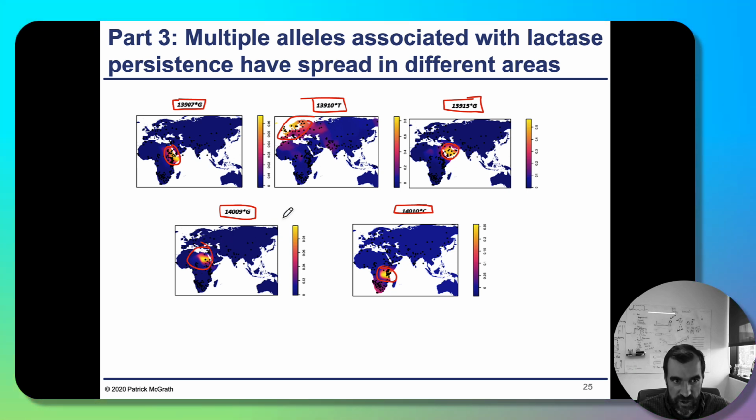And so the idea is that this ability to drink milk has been beneficial in many different parts of the world, and different alleles have occurred and then been selected for. These alleles have spread through positive selection because individuals that were able to drink milk as adults were much more likely to survive 20,000 years ago.